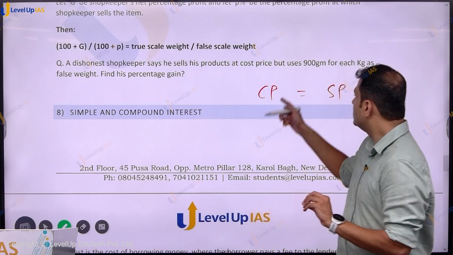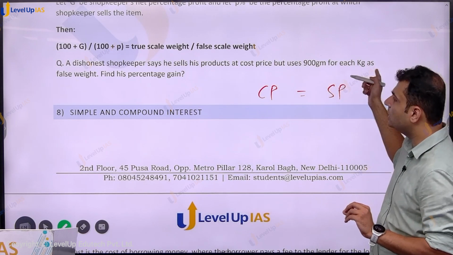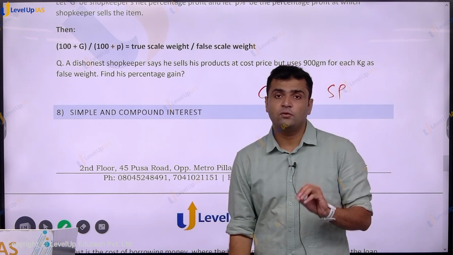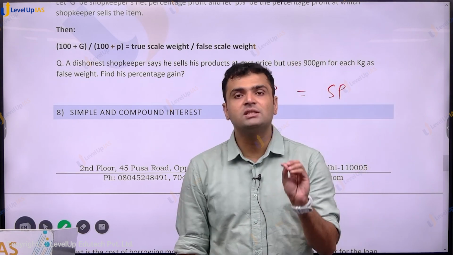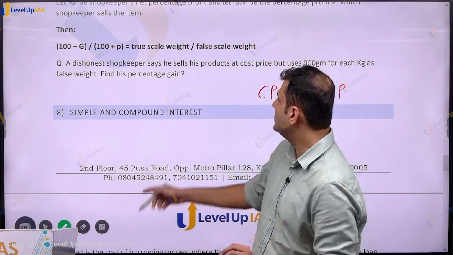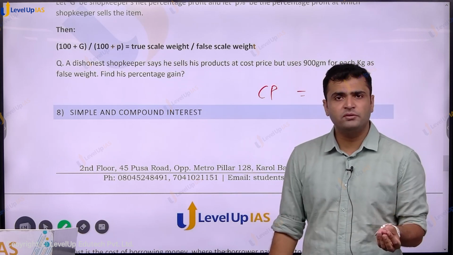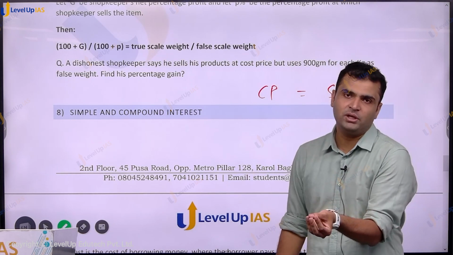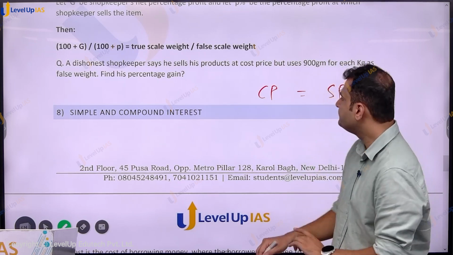But he actually uses 900 grams. He actually gives 900 grams for each kg as a falsehood. तो बोलता customer का है कि मैं 1 kg आपको दे रहा हूँ, but actually he is giving 900 grams. So in that transaction he is making profit. Question is, what is the percentage profit? Percentage profit is SP minus CP divided by CP into 100. That is the definition. We will use that only.